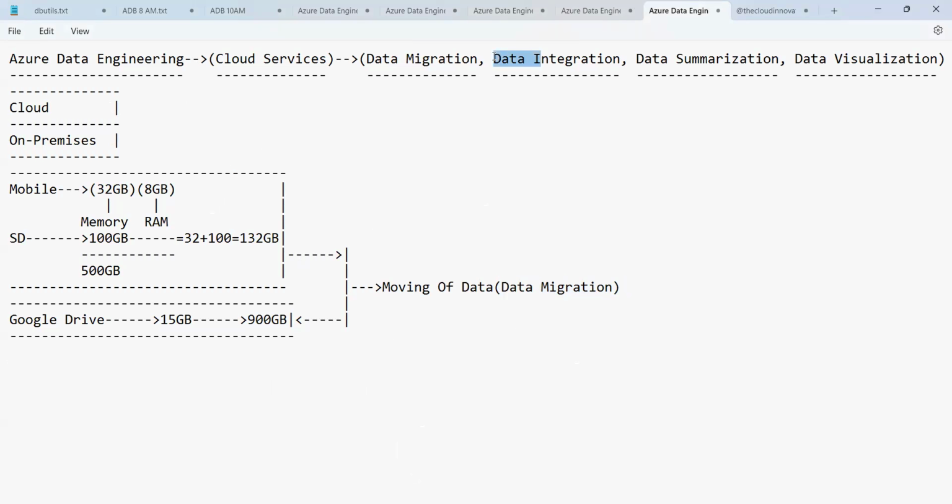Here you have data integration. So guys, let's try to understand what data integration is first of all. What do you mean by integrating, guys? Any idea? What do you mean by data integration? Consolidating the data. Okay, yeah.